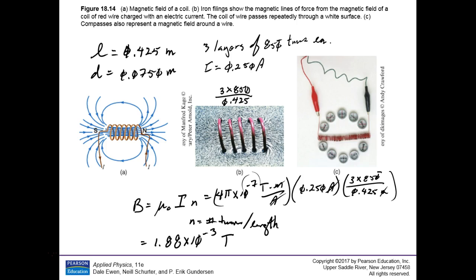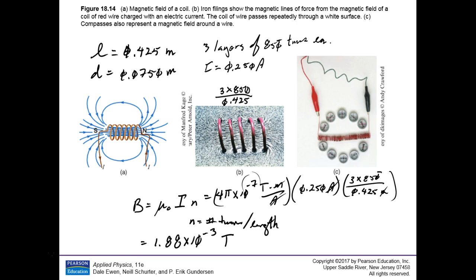Yes? The book got times 10 to the negative 3, but I've done it twice, and I got 1.88 times 10 to the negative 2. 10 to the negative 2? Okay. All right, do this. 3 times 850 divided by 0.425. About 6,000. Okay? Let's just take a look at this.